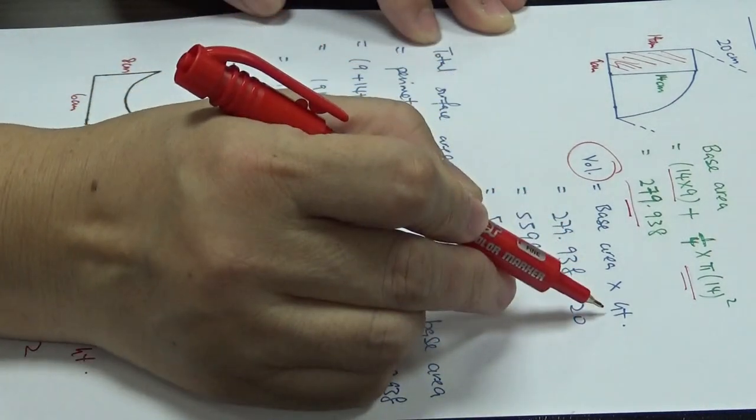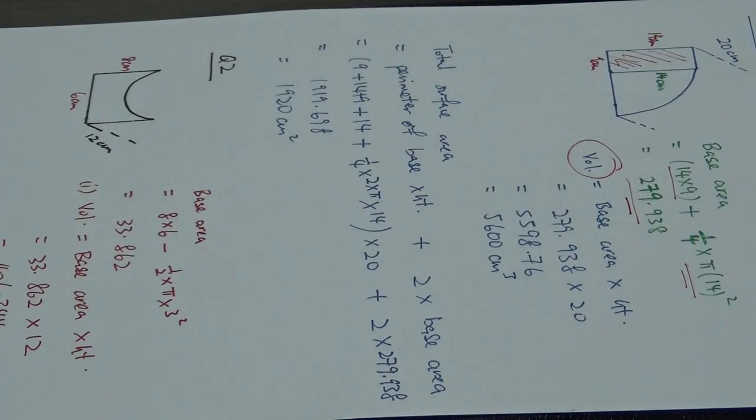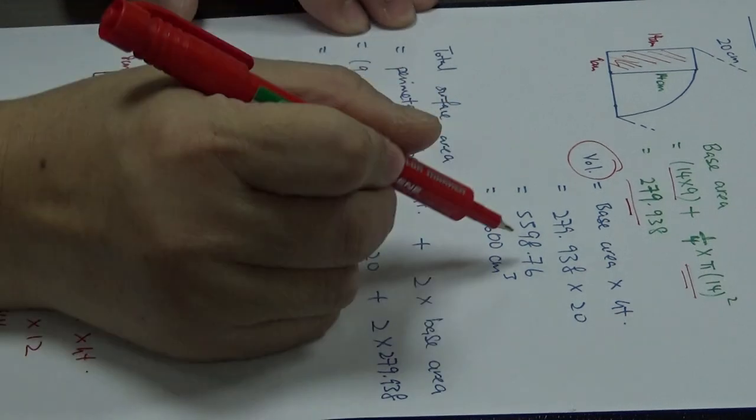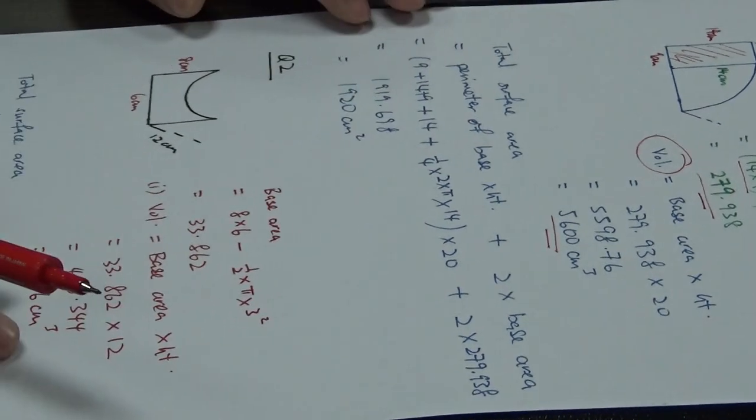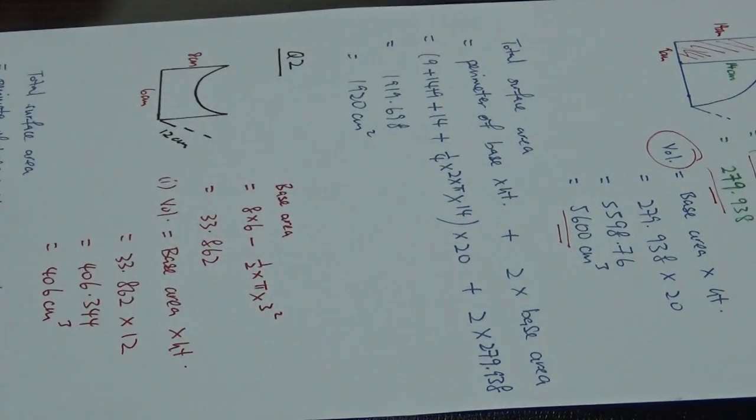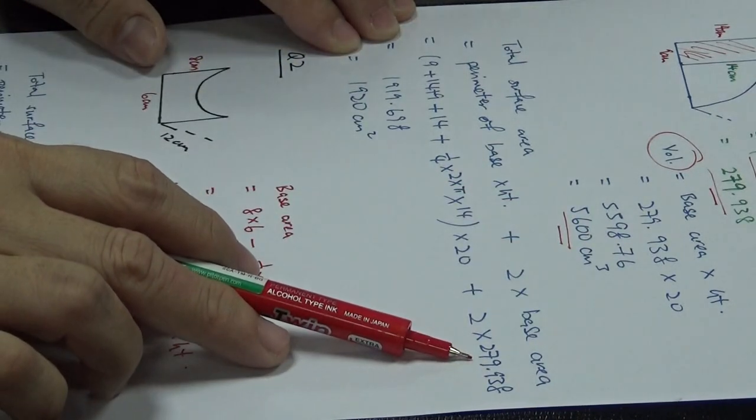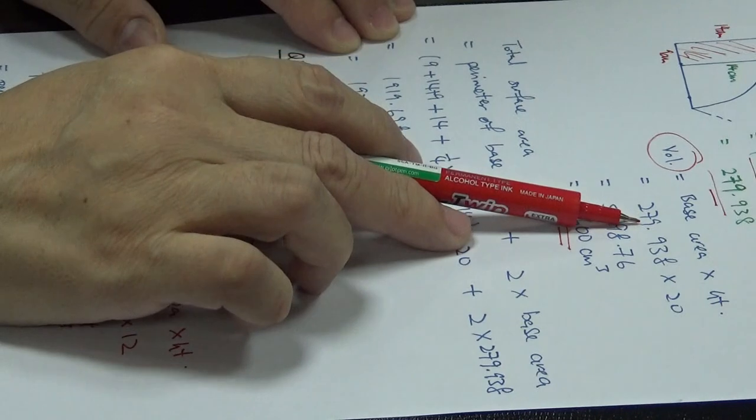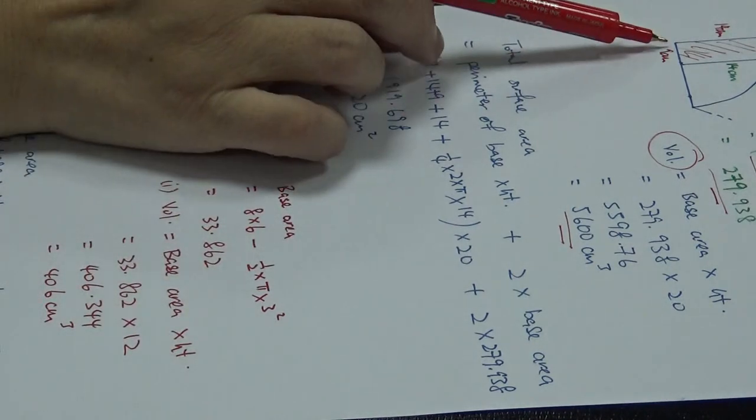Volume of prism is base area times height, so I find the base area and multiply by the height, I will get the answer. And don't forget, the answer must be given to 3 significant figures, so it will be this particular answer. Now about the total surface area, as I've mentioned, we have to get perimeter of base times height plus 2 base area. Now, this 2 base area is not a concern because we already found it out in the first part. So, 2 times base area, I use this one, 279.938 here.